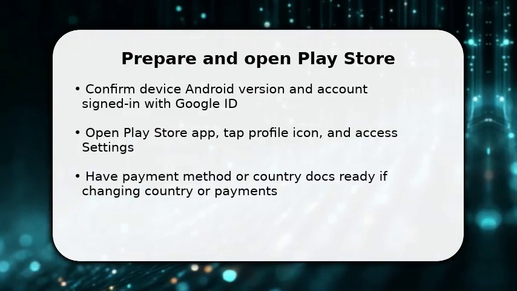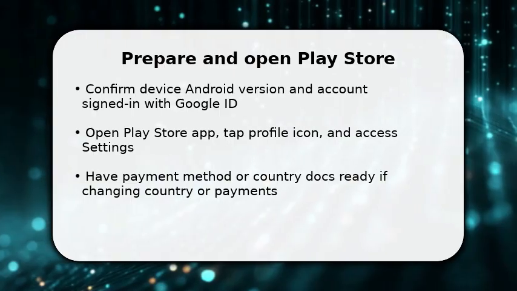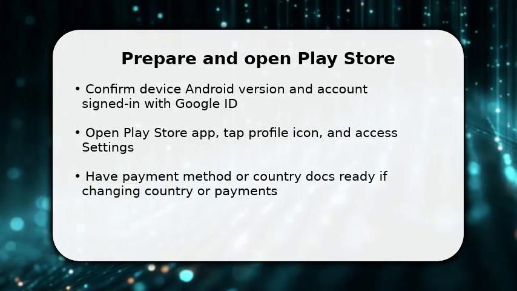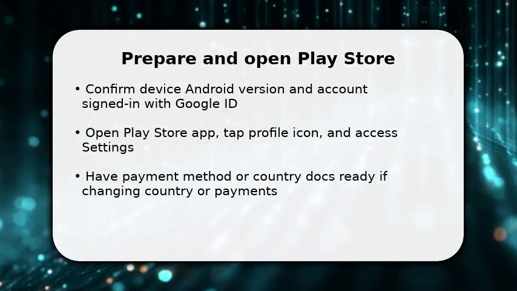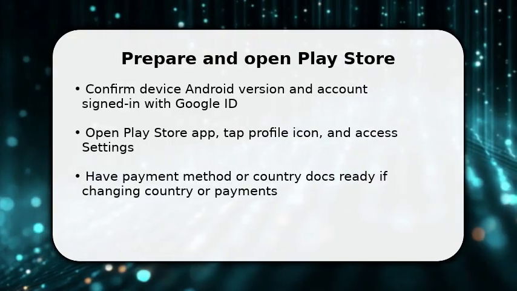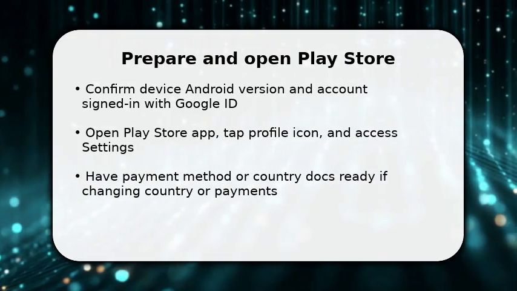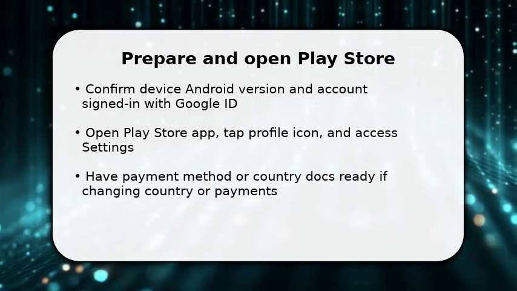You start by confirming prerequisites: Android version, active Google account, and any new payment method. Once ready, open the Play Store and tap your profile icon in the top right to access settings. Make sure you're connected to a stable Wi-Fi and not using a VPN unless required for a country change. You need to be deliberate now.